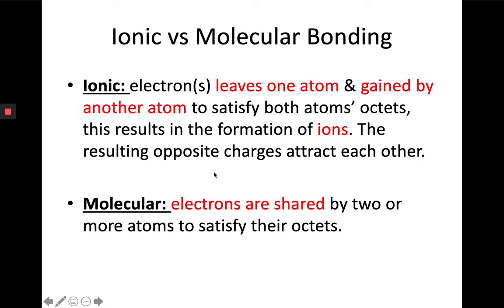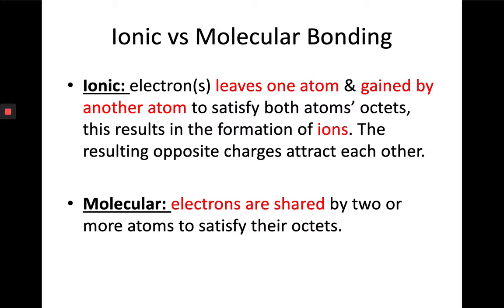Yesterday you looked at ionic bonding, and this is where electrons leave one atom and are gained by another atom to satisfy both atoms' octets. That means they each have to have 8 electrons in their outer shell. Because of this, they form ions. So they get a positive charge if they've lost electrons, or a negative charge if they gained electrons, and these opposite charges mean that our atoms are attracted to one another.